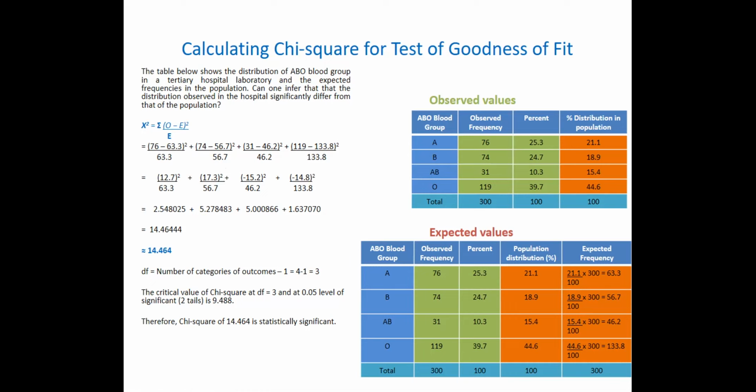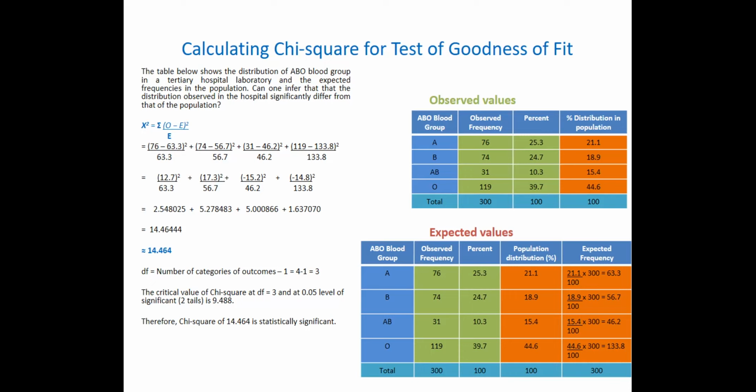The degree of freedom is the number of categories minus 1. There are 4 categories of blood group, so 4 minus 1 makes it 3. The degree of freedom is 3. The critical value for chi-square at 3 degrees of freedom, if you look at that table, is 9.488. And the calculated value is far bigger than that, so it is significant.